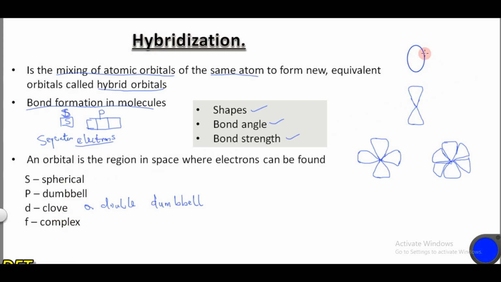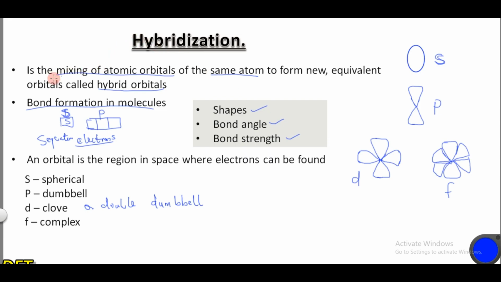So this is the s orbital. This is an example of an s orbital. It is spherical in shape, right? This is the p orbital. It is dumbbell in shape. This is the d orbital, which is clover shaped or double dumbbell. So you can see this double dumbbell here, right? This is a dumbbell shape, and that is the p orbital. So when we have double of this, that will be the d orbital, and this is the f orbital, which is complex in shape, right?